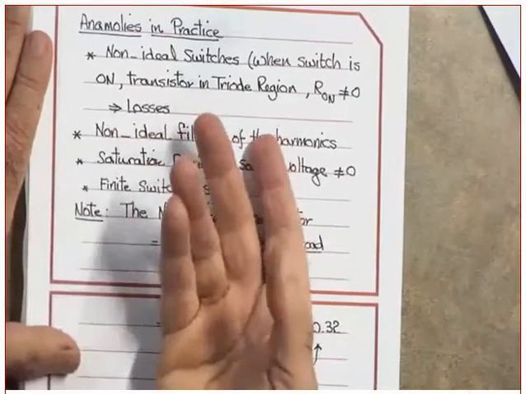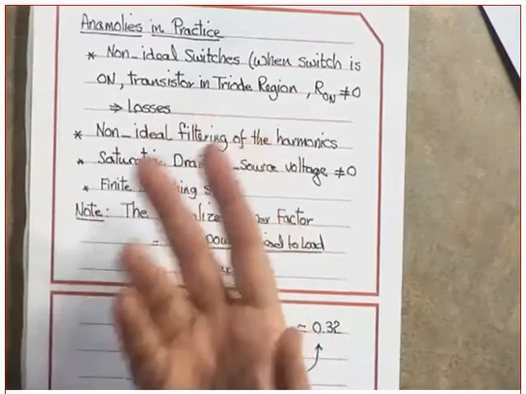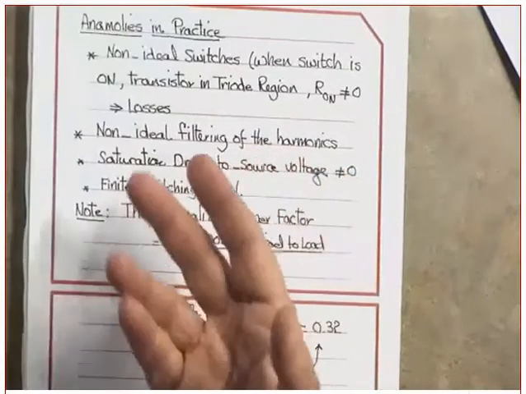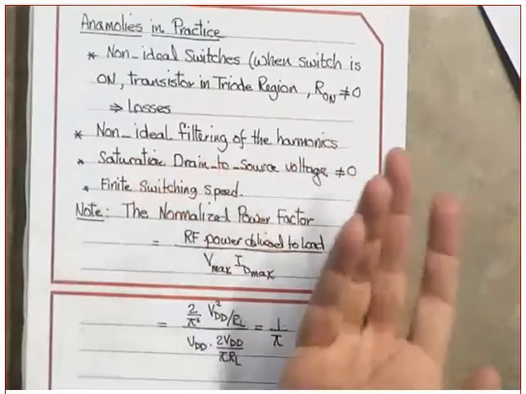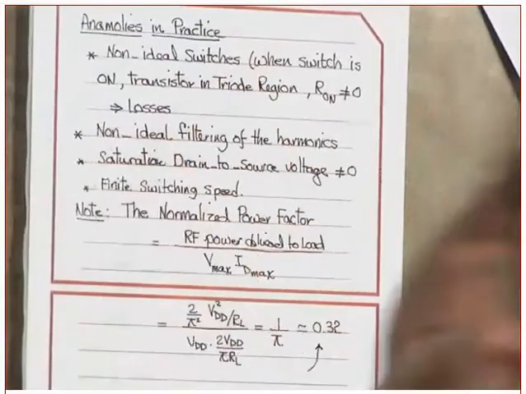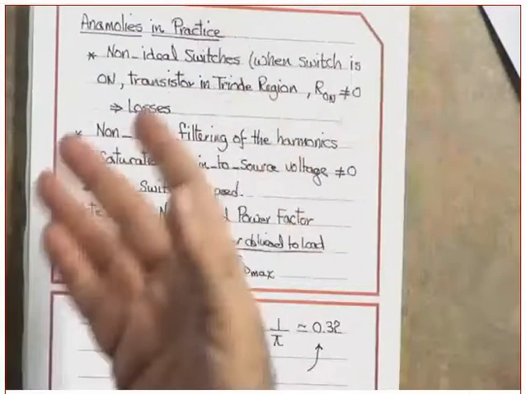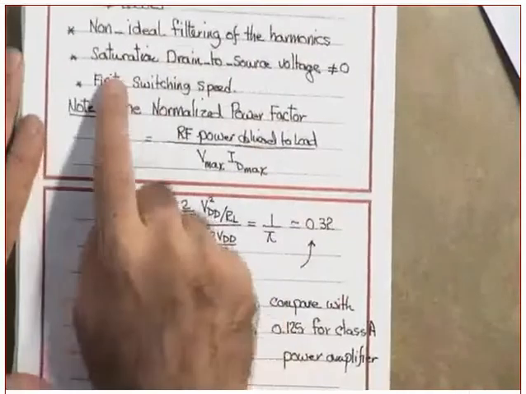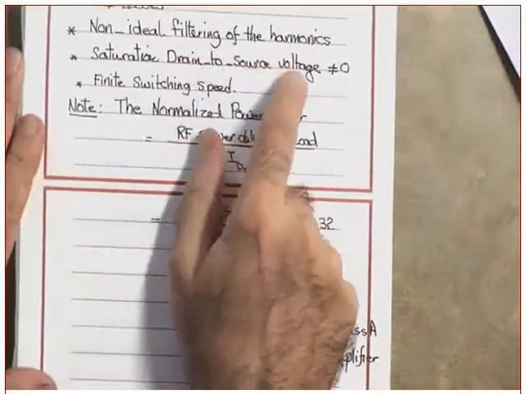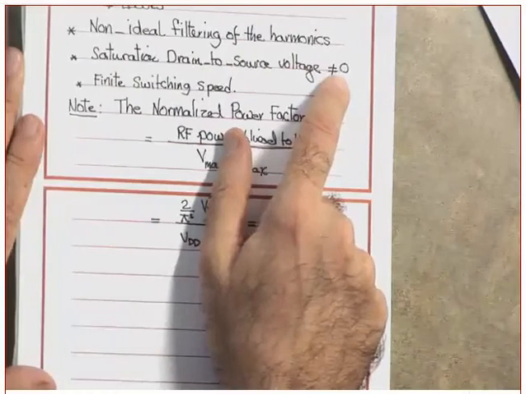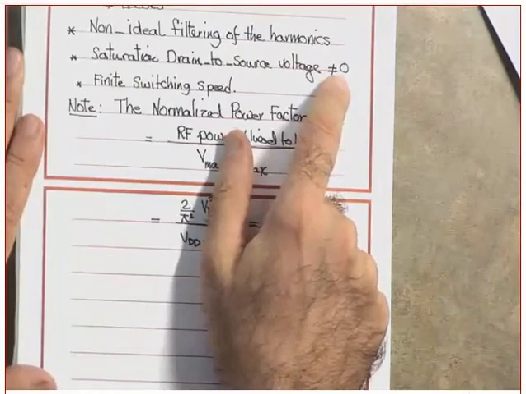Non-ideal filtering of the harmonics. Is the tank circuit ideal? It's not ideal, by the way. It is a short circuit at omega naught, but at all other omegas, it cannot be open for all of them. Do you agree? So it's not ideal. The saturation voltage, the drain to source voltage, is not equal to zero. Yes?